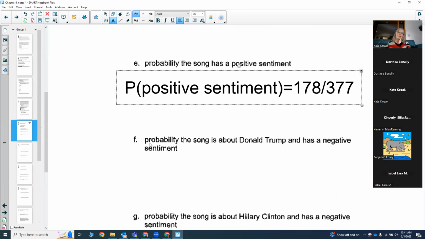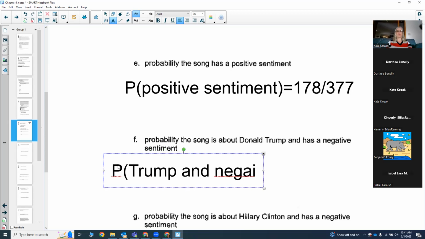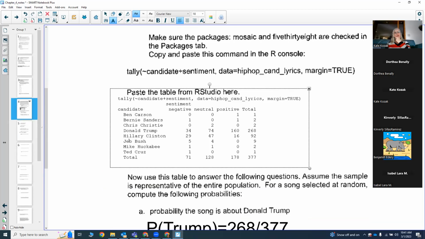All right. What's the probability the song is about Donald Trump and has a negative sentiment? So now let's talk about what the word "and" means in the English language. If I say a song is Donald Trump and negative, what does that "and" mean? It's included. All right. So yeah, it's included. It means that both things are happening.